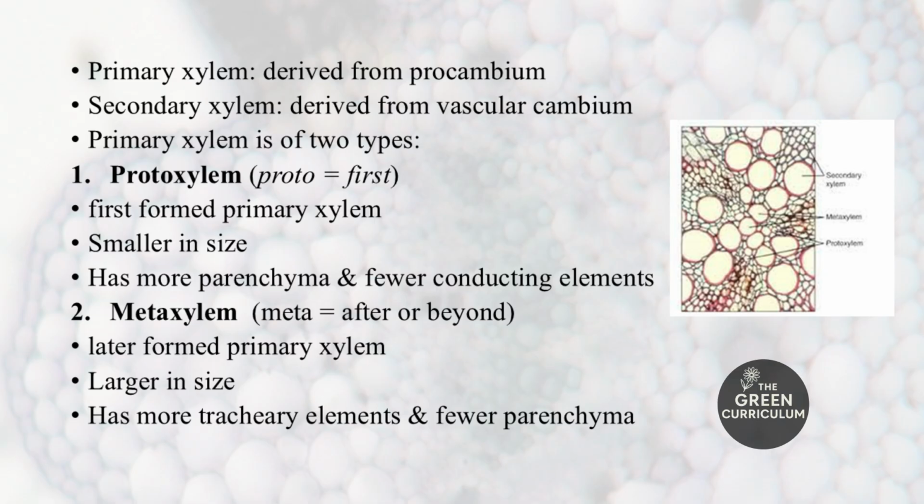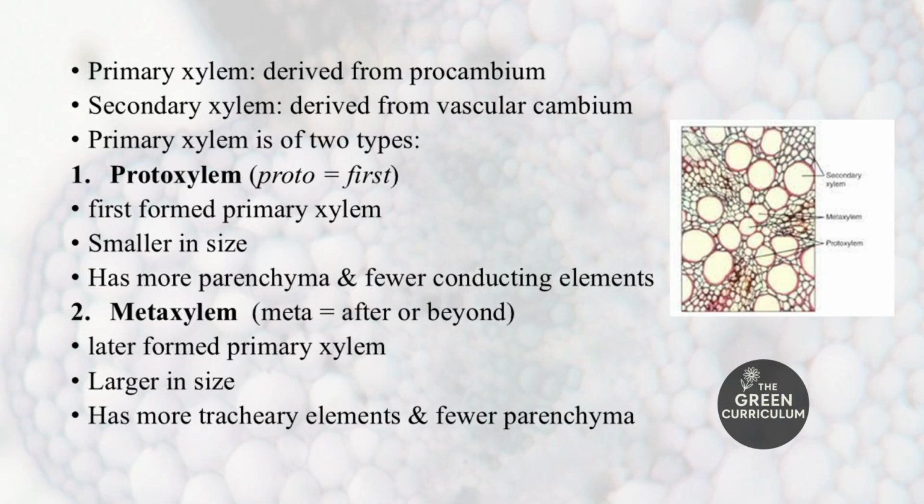protoxylem and metaxylem. Protoxylem, the word proto means first, so it is the first formed primary xylem, and the lumen of the xylem is very small. The components are smaller in size, and this primary xylem is composed of fewer conducting elements. Conducting elements means tracheids and vessels, and it has more parenchyma cells.